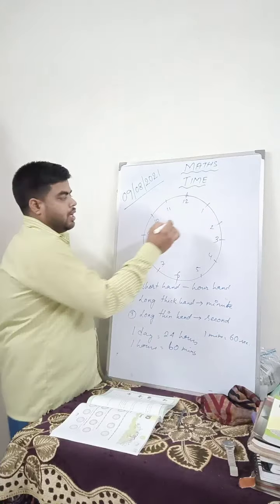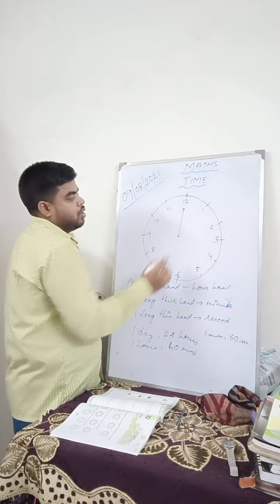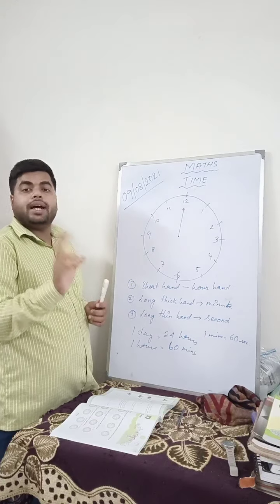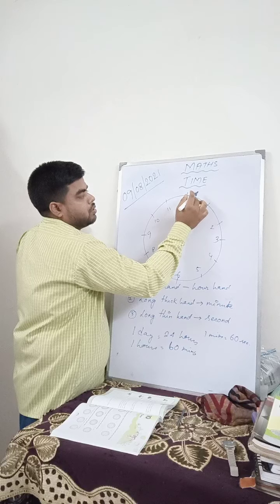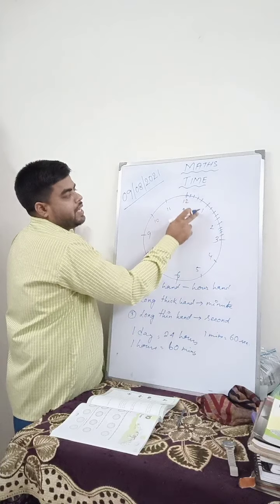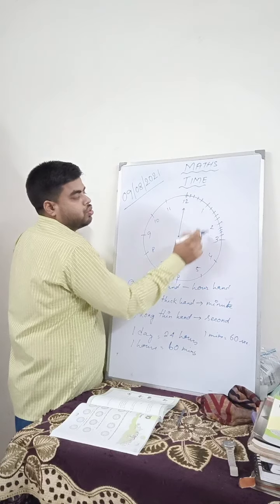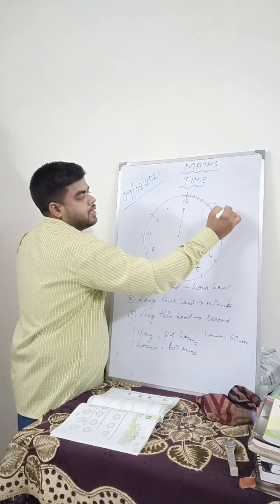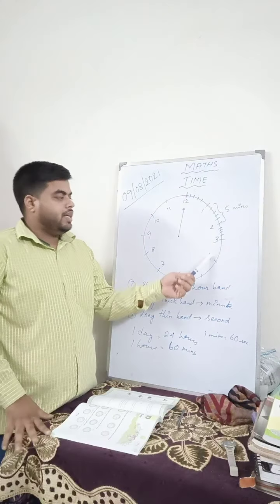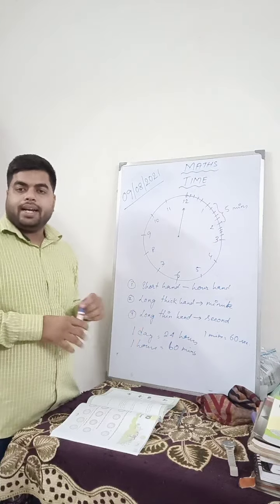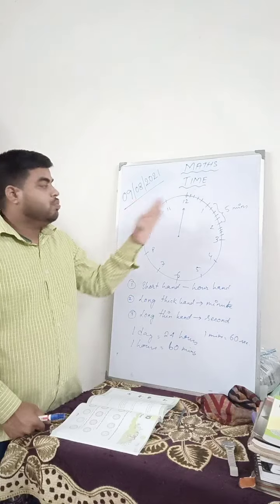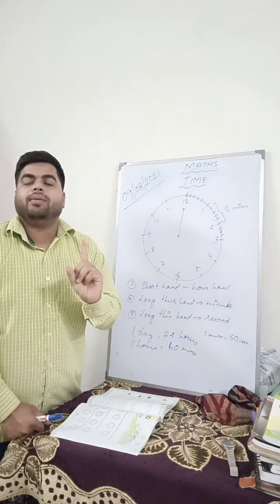Now, suppose the second hand is the long one. Every gap from 12 to 1, 1 to 2, 2 to 3, every gap is of 5 minutes. So every division is of 5 minutes. When the second hand makes one full rotation, the minute hand moves only one minute.